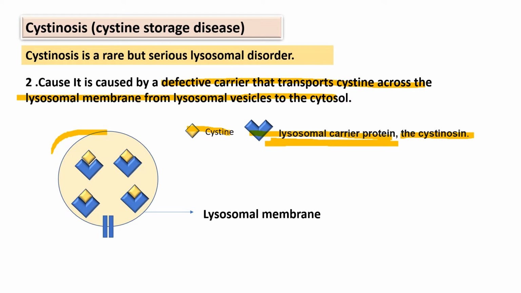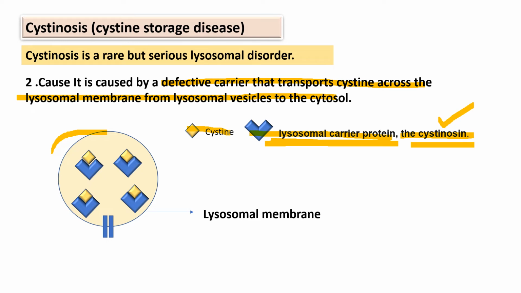But if there is a defect in this lysosomal carrier protein, when it is defective, it means there is a defect in the gene responsible for the formation of cystinosin. By the process of translation there is formation of this cystinosin, and this cystinosin will be defective. So this cystinosin will not combine with cystine, and will not bring the cystine out of the lysosome.